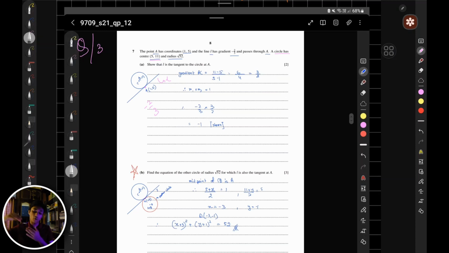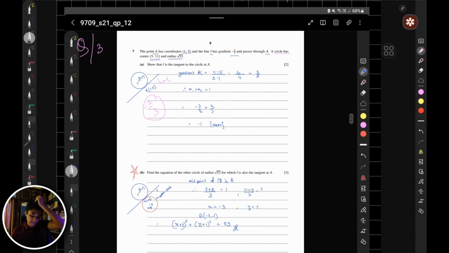But this line also passes through the coordinate A of (1, 5). So the line is passing through A and has a gradient of -2/3. There is also another circle which has center (5, 11) and radius √52. What is the question? Show that L is the tangent to the circle at A.